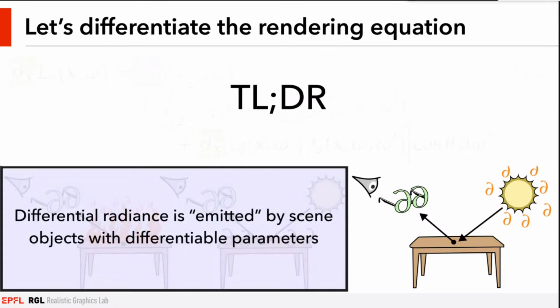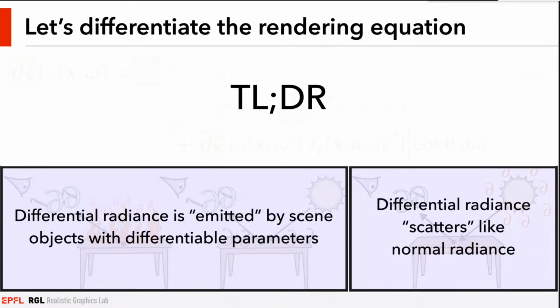Okay, so now we can summarize this a little bit. This differential radiance is actually emitted by different parts of the scene, and it's precisely those which have differentiable scene parameters. And then once it's created, this differentiable radiance bounces around through the scene as if it was normal light. And this is the key insight that will now enable us to simulate this derivative radiance.